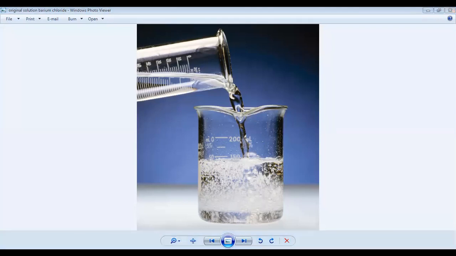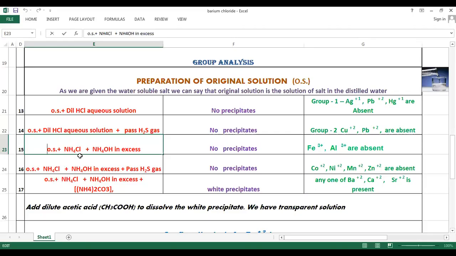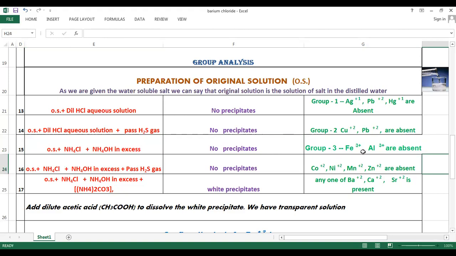So again, we take the original solution, and in this original solution, we add a small amount of solid ammonium chloride, and then we add NH4OH or ammonia solution in excess. When we do this, there are no precipitates formed, and that is why we can say that group 3 is absent, my dear students. So the group 3 ions such as Fe3+ and Al3+ are absent.